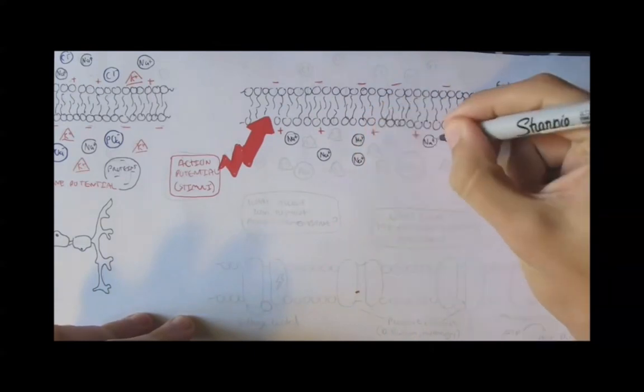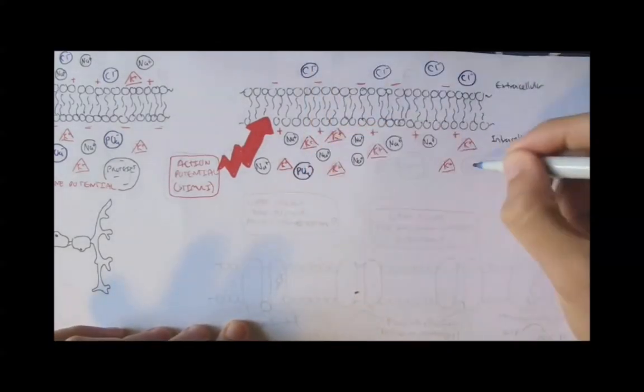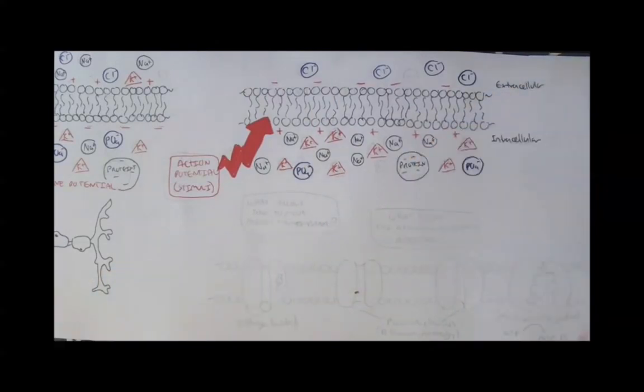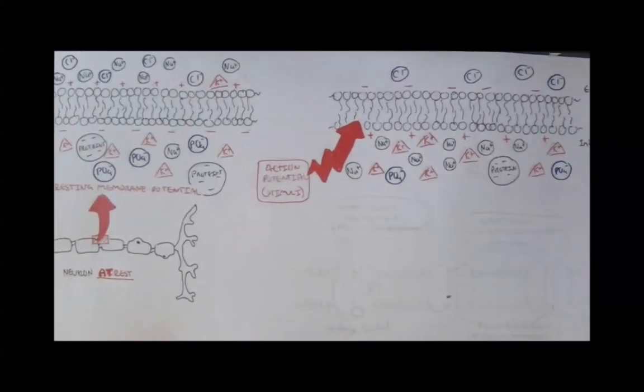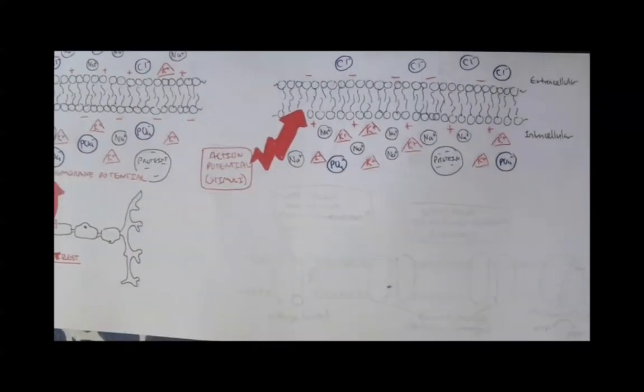Now this is due to, again, the distribution of ions. In an excited neuron, there is more sodium on the inside of the cell, and also potassium. The chloride ions stay outside, and the phosphate and proteins stay inside. So you can see the difference in distribution of these ions between the resting membrane potential and the action potential.